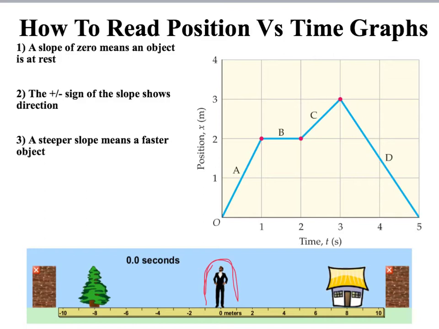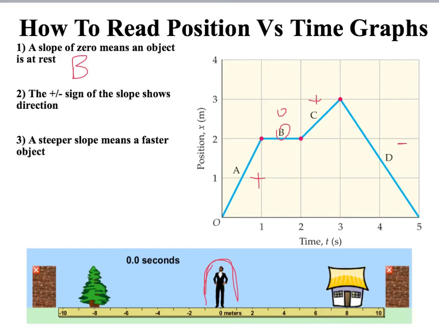So where on here does the line have a slope of 0, or is it flat? Well, that's section B. So that means during section B here, Abe isn't moving at all. Rule number 2 says, the positive or negative sign of the slope shows direction. So A has a positive slope, and C has a positive slope. B has a slope of 0, and D has a negative slope.